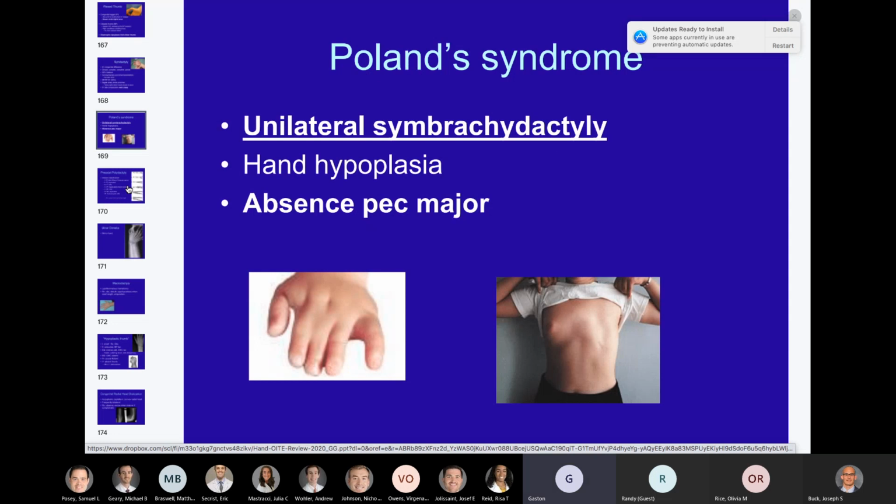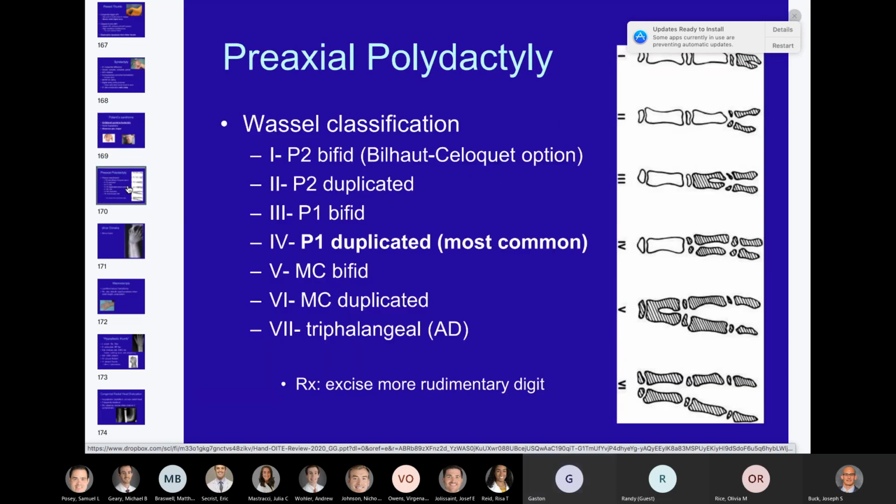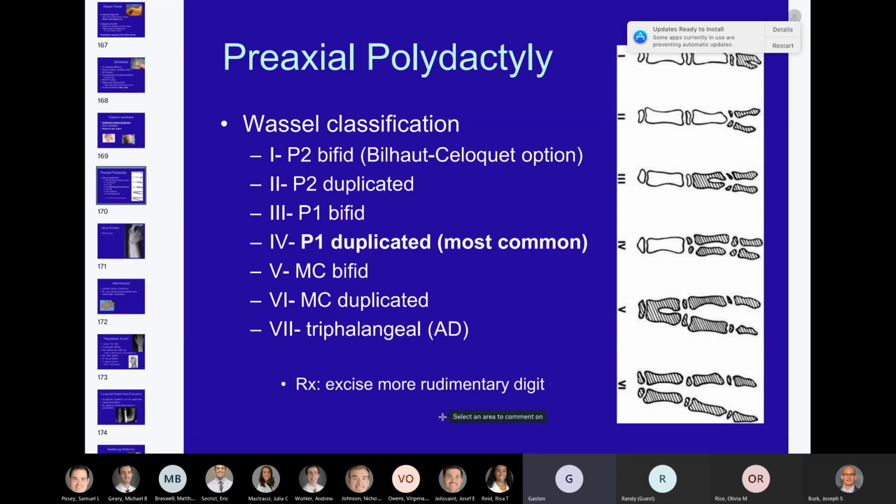Poland syndrome, absence of the pec major on that side, and then they'll have unilateral symbrachydactyly on that side. So think Poland's, absent pec major, sternal head, unilateral symbrachydactyly. No real treatment typically. Preaxial, so they give you duplicate thumb. Things to know, the most common type is a type 4. And in terms of remembering the classification, it's really easy. Split distal phalanx is type 1, 2 distal phalanxes, type 2. Split P1, type 3. So basically, as you march down and split and divide, you add a type. So you get to type 7, which is triphalangeal. That's the only type that's inherited. So type 7 would need a genetic workup. The other types wouldn't. Next slide.